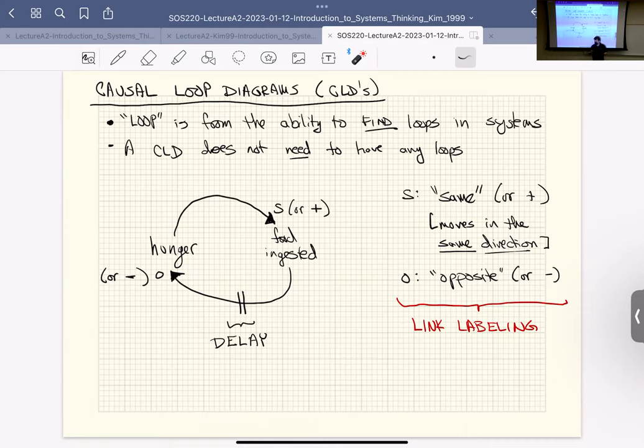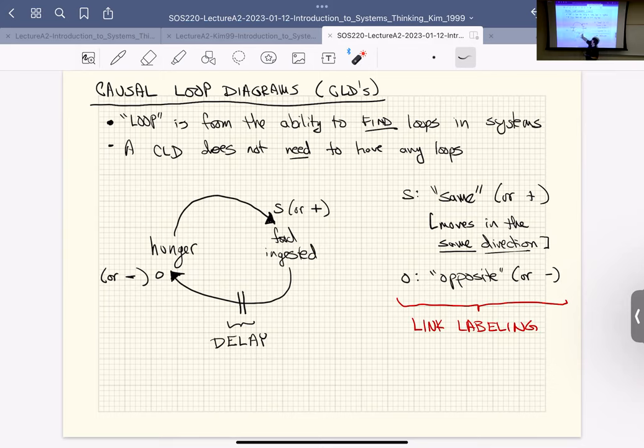Mm-hmm, absolutely. This is what we call a dynamic hypothesis. The formation of a hypothesis is always subjective. It's an educated guess. Then we could say, if this is what's operating, we could make certain predictions. My predictions might be that if I never ingest food, then the hunger will never go away. And we could test that. Or we could say, if you ingest food faster, the hunger will go away faster, and we could test that.